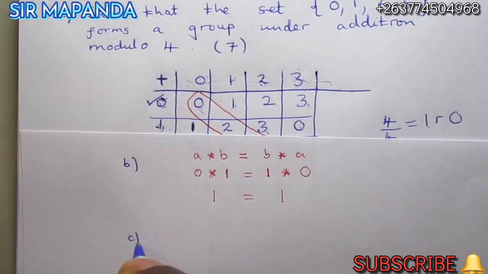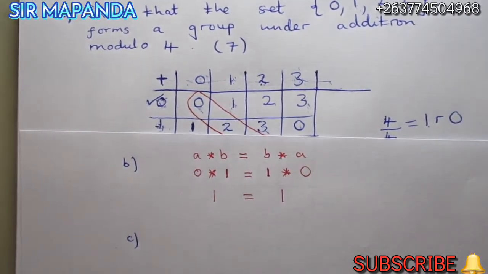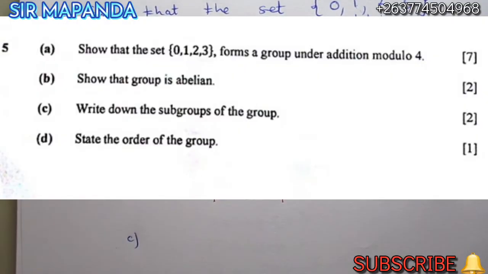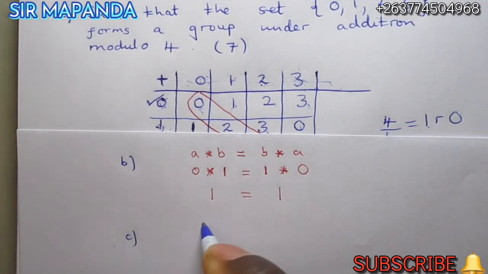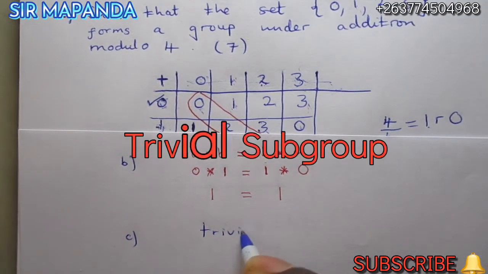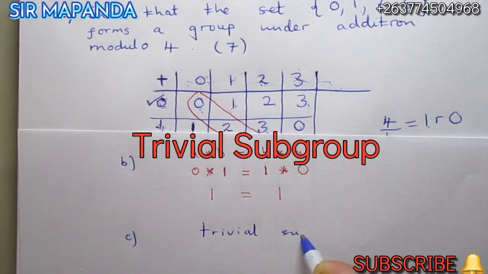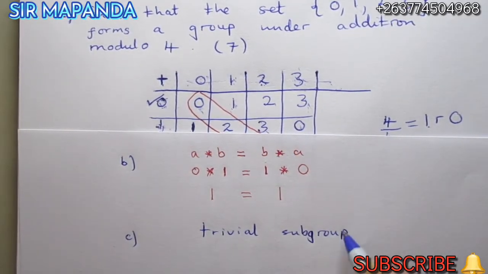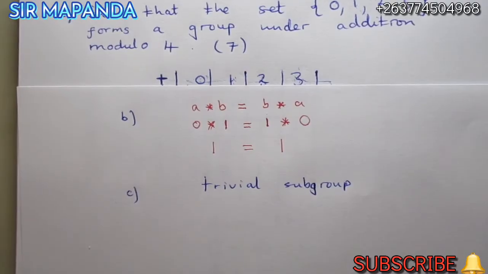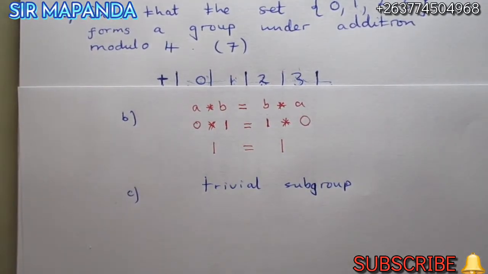We are now moving on to part C of the question. It reads, write down the subgroups of the group. So we have three main subgroups. The first subgroup that we have is the trivial subgroup. I hope you are following. So what is a trivial subgroup? A trivial subgroup is a group which is made up of the identity element itself.